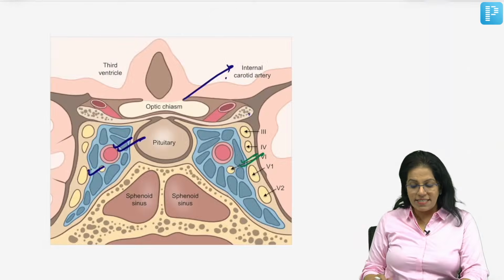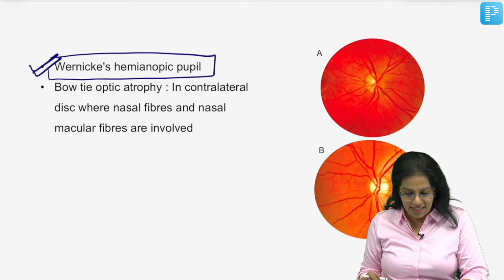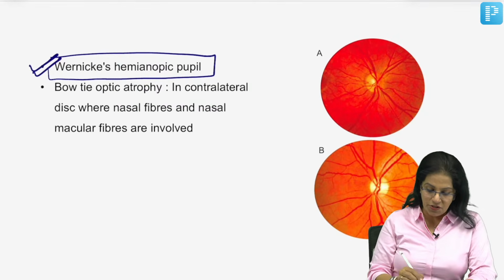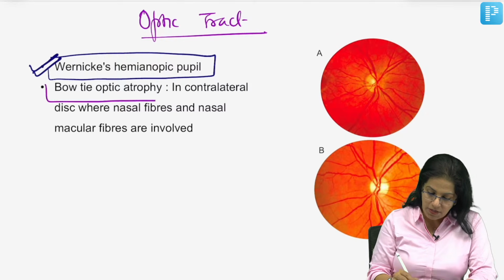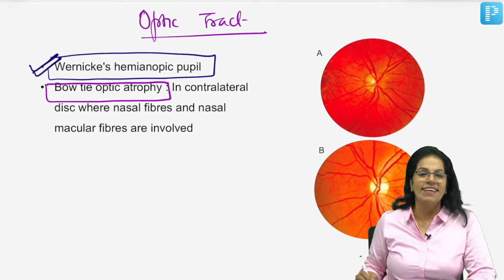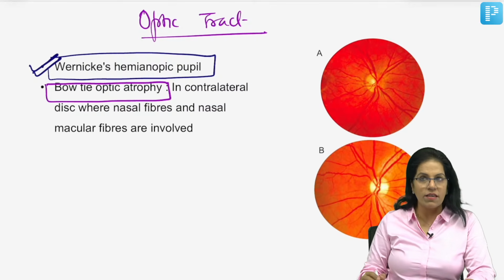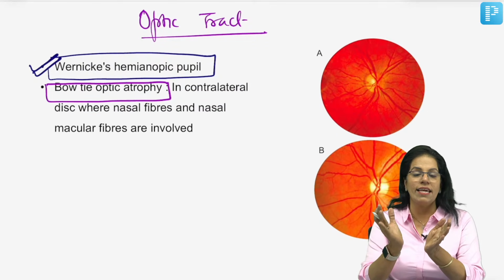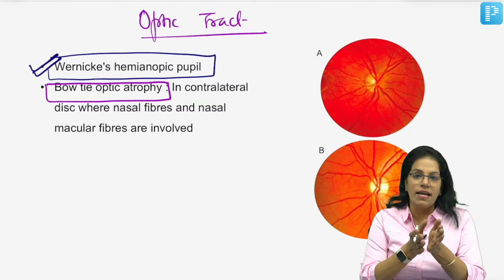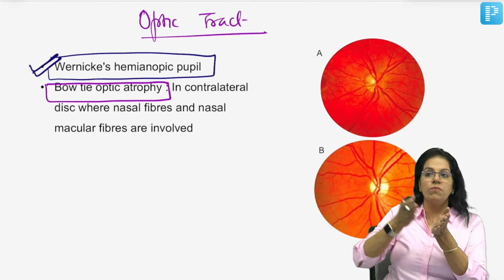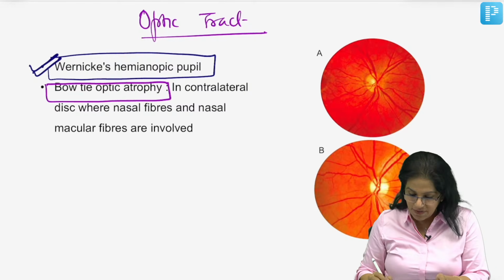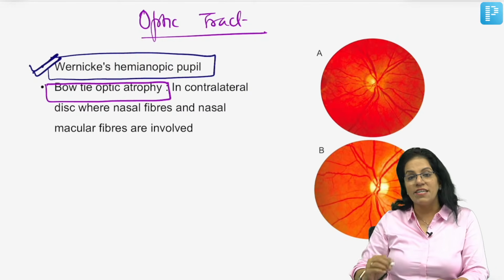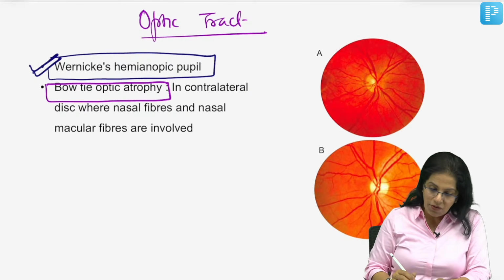Okay. What was the second thing that you learnt here? The second thing is another feature of the tract lesion. This is all optic tract lesion we are talking about. And the second thing you learnt is bow tie optic atrophy. What is bow tie optic atrophy? Think yourself that we are saying that tract lesion is same side temporal, opposite side nasal. So, in the contralateral eye, it will be the nasal fibers which are gone.